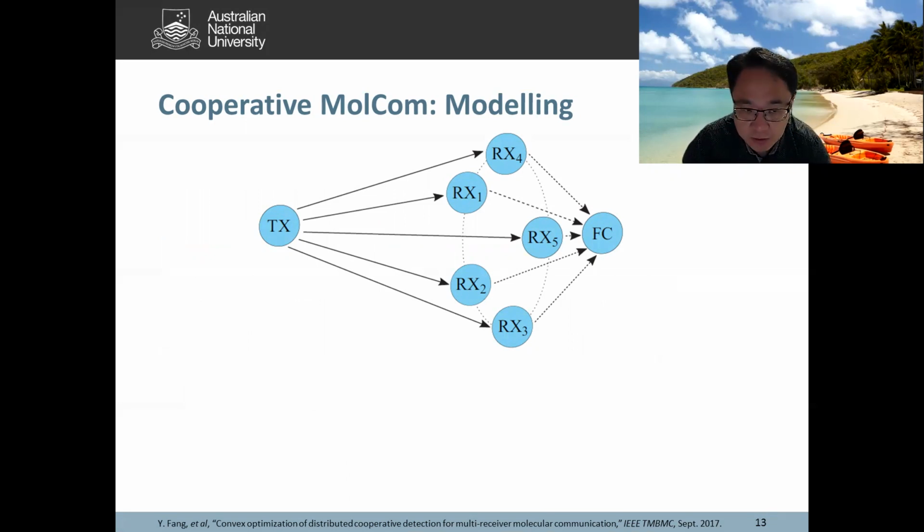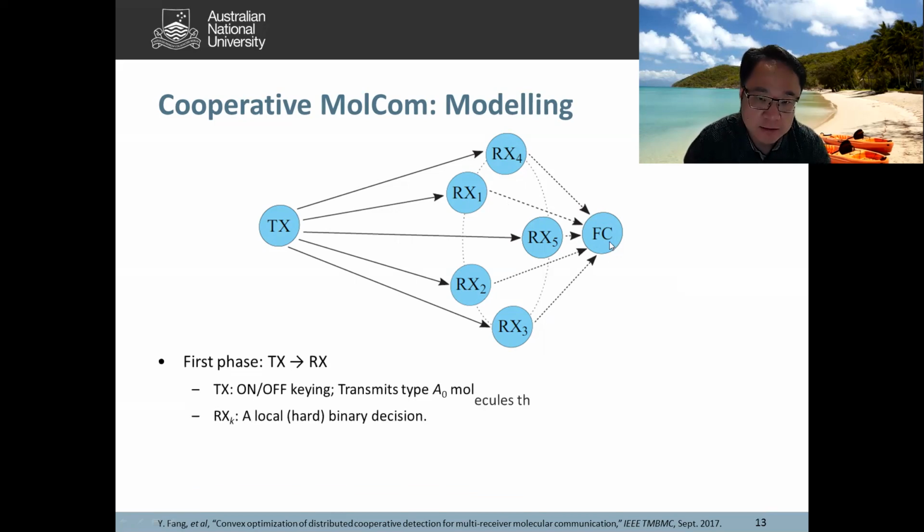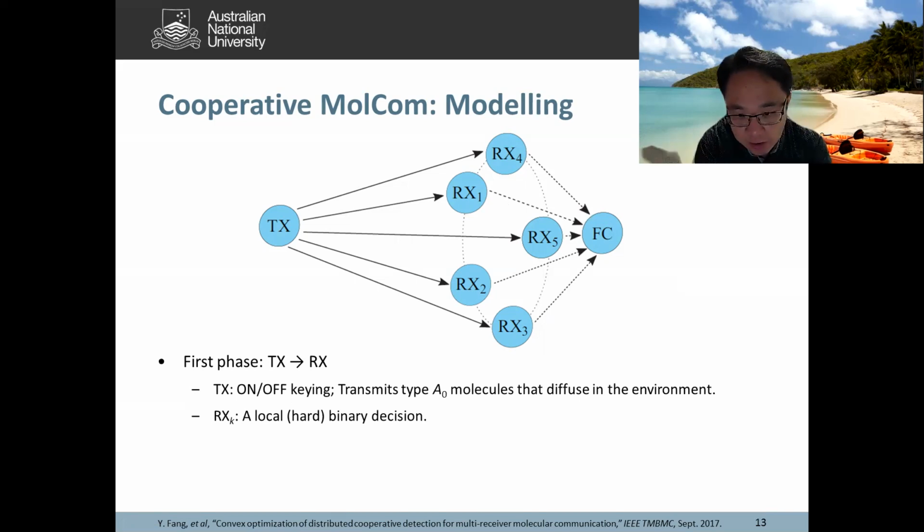In this first work, we can see the system model like this. There is a transmitter, and the transmitter sends molecules to different receivers, and then the different receivers report the signals to a fusion center, FC. The communication can be divided into two phases. In the first phase, the transmitter transmits molecules to a number of receivers, and here we assume there are K receivers. In this figure, K equals 5 as an example, but in the paper, K is an arbitrary integer.